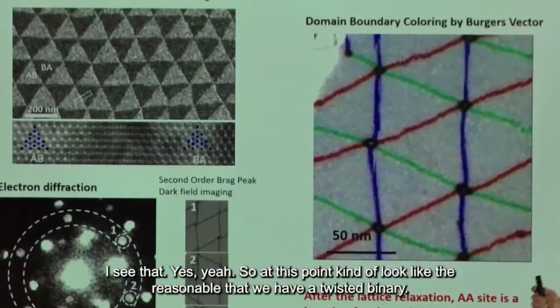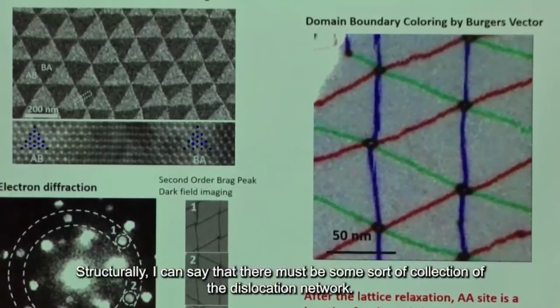So at least at this point, it looks reasonable that we have the twisted bilayer. Structurally, I can say that there must be some sort of collection of a dislocation network at this junction, and they created this kind of lattice, right?